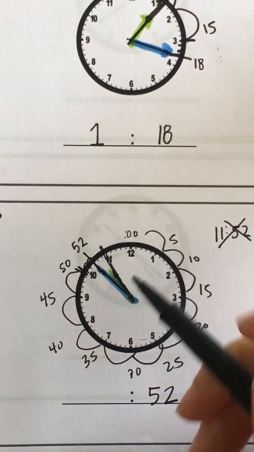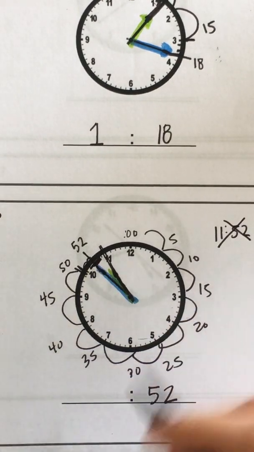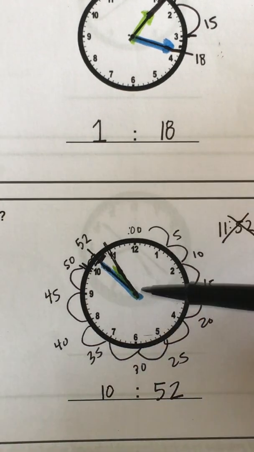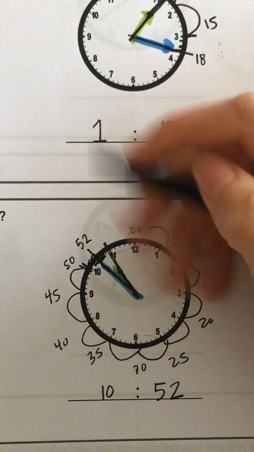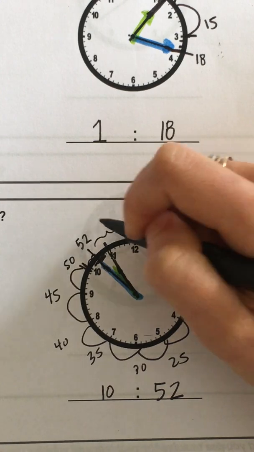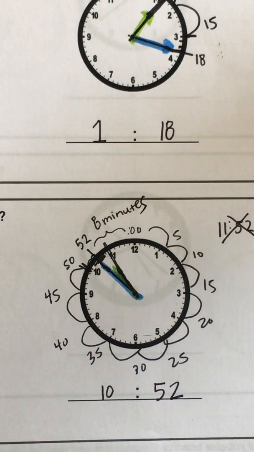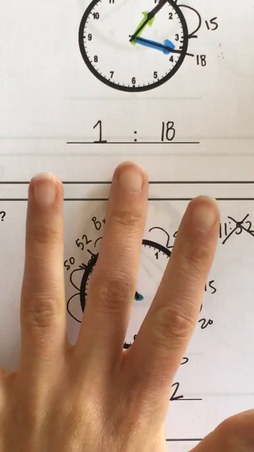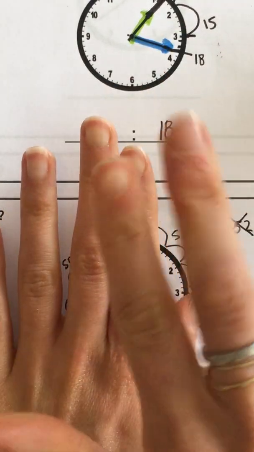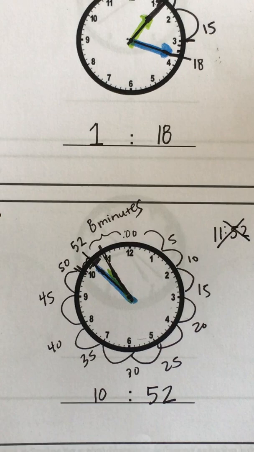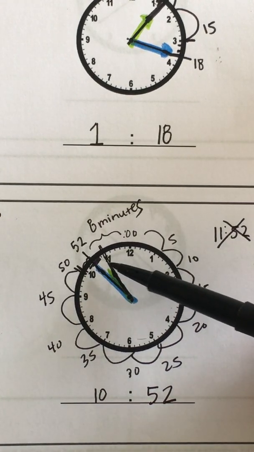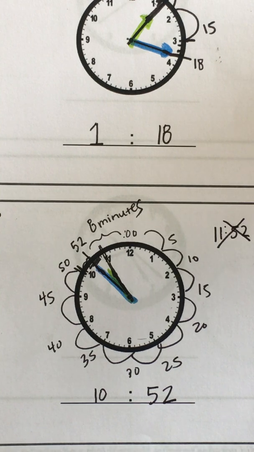Okay, it's not 11:52. It's 10:52, but my hour hand looks like the 11 because I only have 8 minutes left until 11 o'clock. 52, 53, 54, 55, 56, 57, 58, 59, 60. I only have 8 minutes left until 11. So it looks like my hour hand is on the 11, but we can't let it trick us.